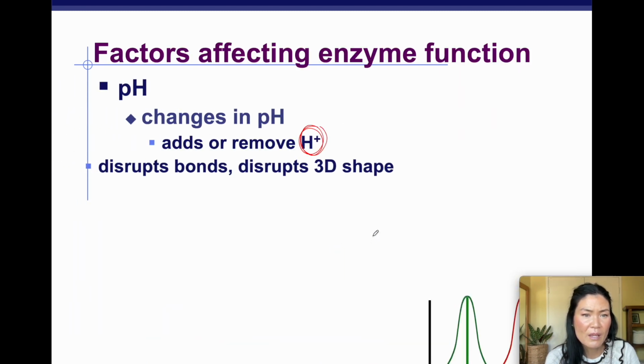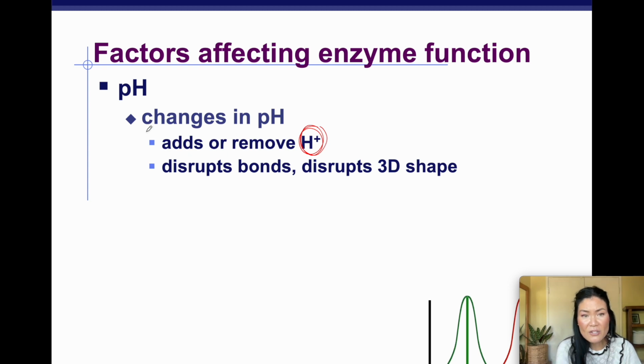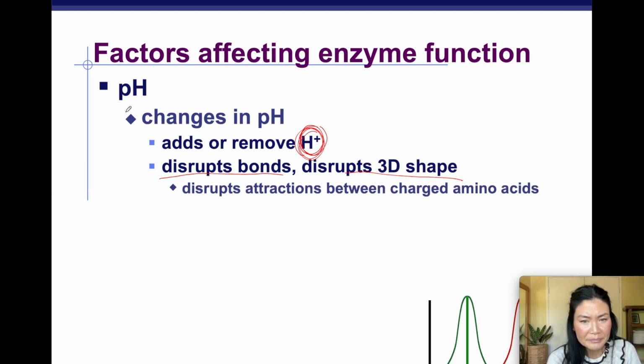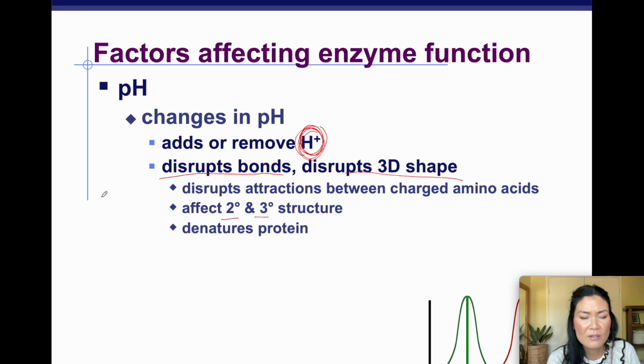solution, okay? So if there are changes to the pH though, like if you put pepsin in a neutral solution or pepsin in a basic solution, it disrupts the bonds that hold it in its three-dimensional shape, okay? Because those H pluses are ions, and they can actually disrupt hydrogen bonds. They could disrupt ionic bonds, okay? So it's going to disrupt attractions between charged amino acids. It's going to affect the secondary and tertiary structures. It's going to denature the protein, okay?